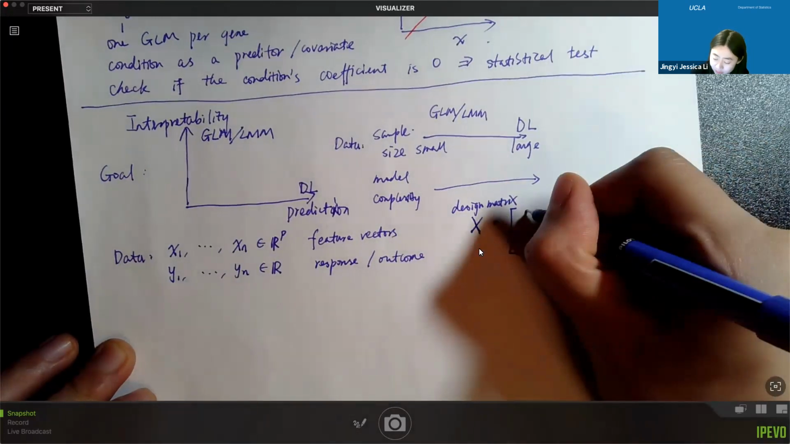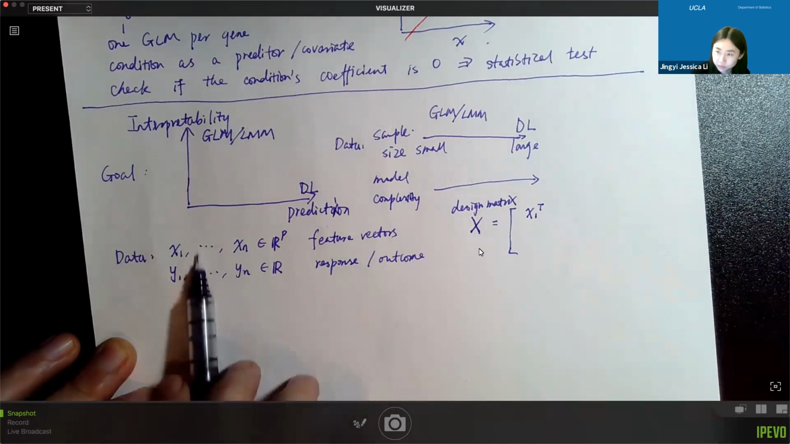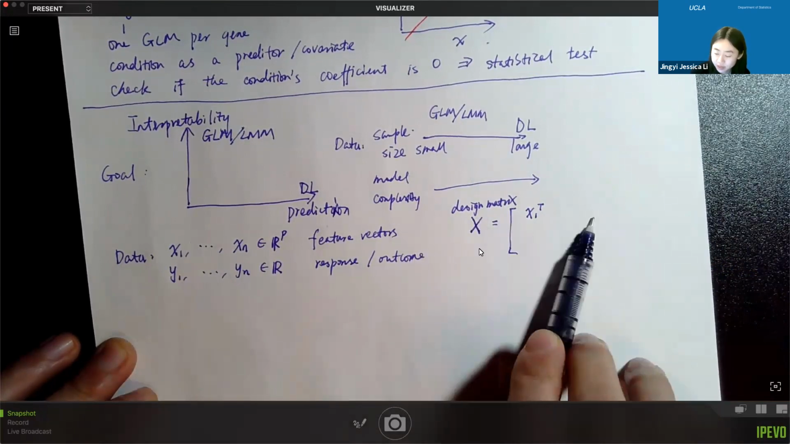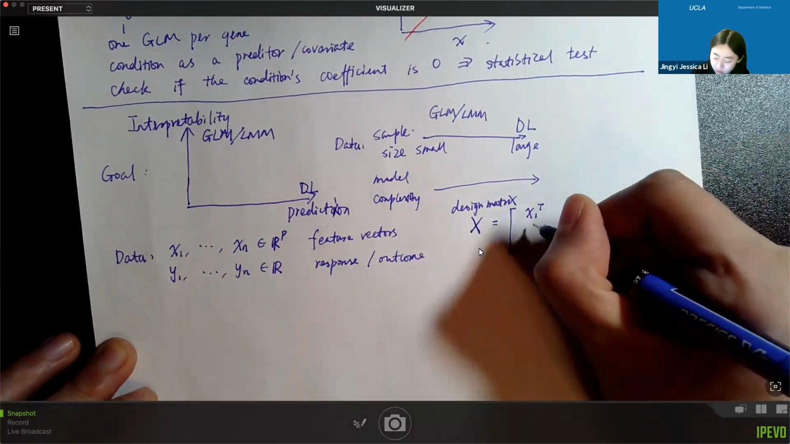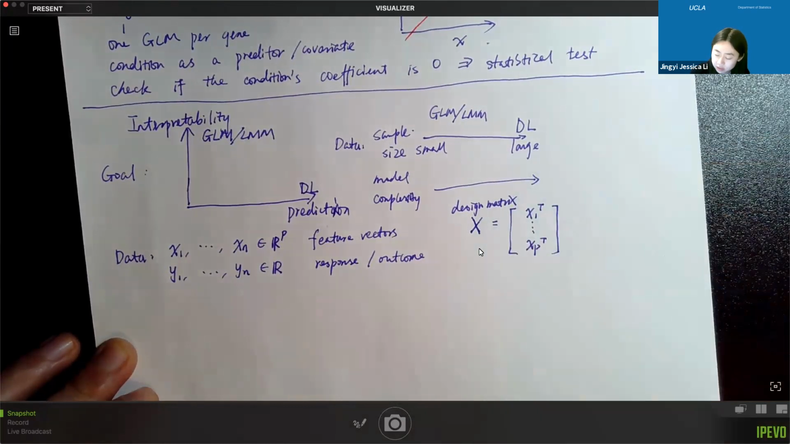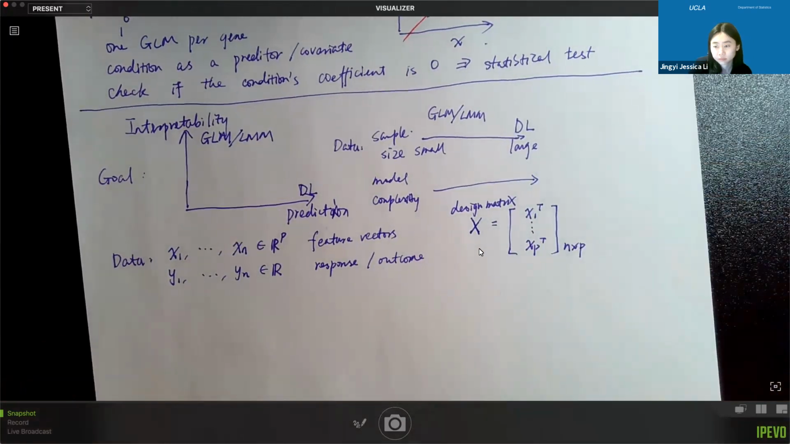So you're going to have X1 transpose, because by default, a vector is a column vector. To stack it by row, we just rotate it, transpose it to make it a row, and stack them. So you see, as a result, this design matrix is M by P. Okay? That's the design matrix, and this is the data.